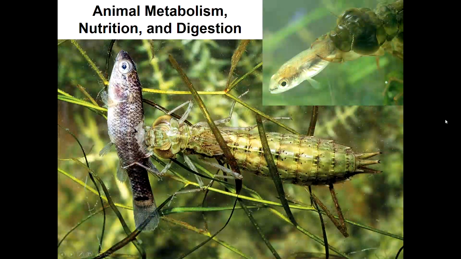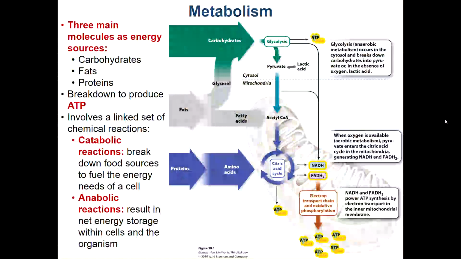I know that we like to eat food because it tastes good, but there's a main reason that we actually eat food. It is for metabolism. We need to get energy to fuel our body, and that's why we eat. There are three main molecules that we use as energy sources: carbohydrates, fats, and proteins. We break these down to produce ATP, which we then use to fuel different cellular mechanisms in our body.